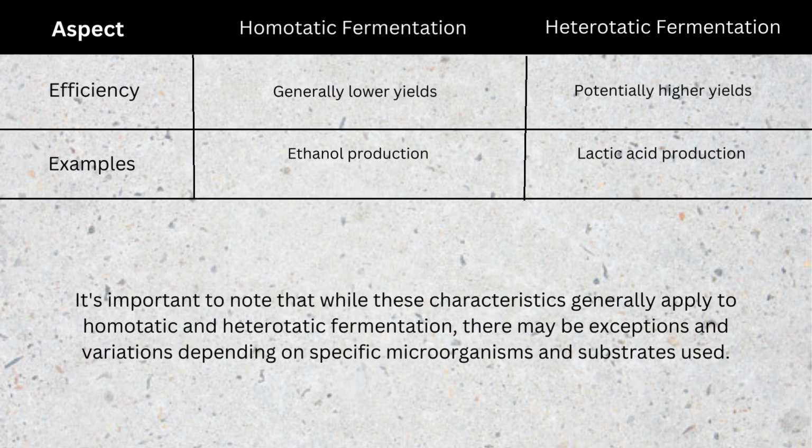Sixth, efficiency. Homolytic fermentation: generally low yield. Heterolytic fermentation: potentially higher yields. Seventh, examples. Homolytic fermentation: ethanol production. Heterolytic fermentation: lactic acid. It's important to note that while these characteristics generally apply to homolytic and heterolytic fermentation, there may be exceptions and variation depending on the specific microorganisms and substrate used.